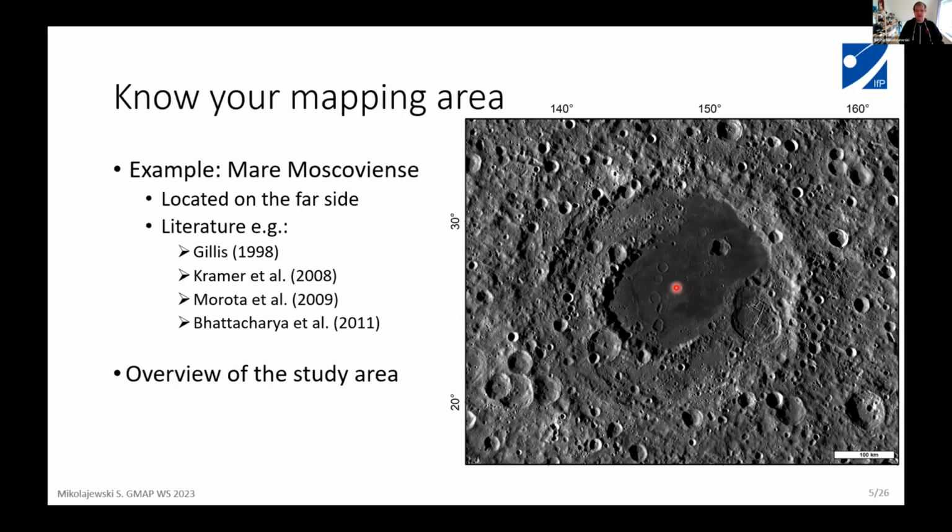I used here a WAC mosaic as a base map, and you can see in this mosaic the inner crater rim and the outer crater rim. Moscoviense is a complex crater with presumably an oblique impact, with the impactor coming from the northeast flying towards the southwest, hitting around here. And you can also identify around here the outermost rim of the impact basin.